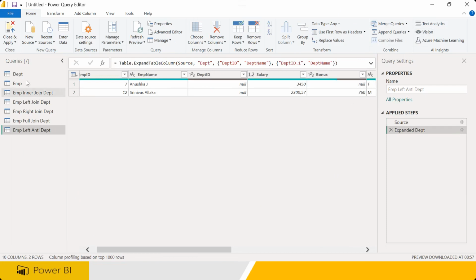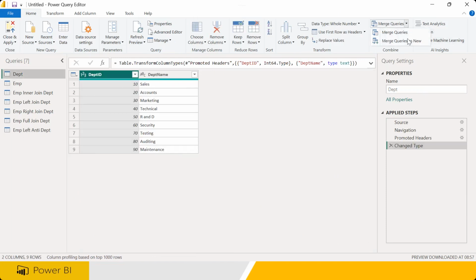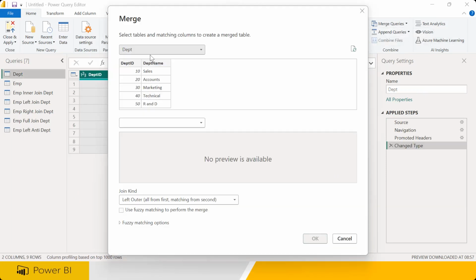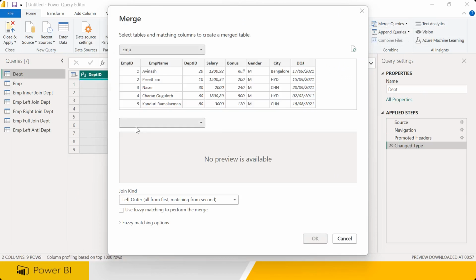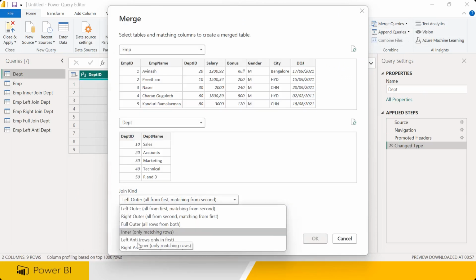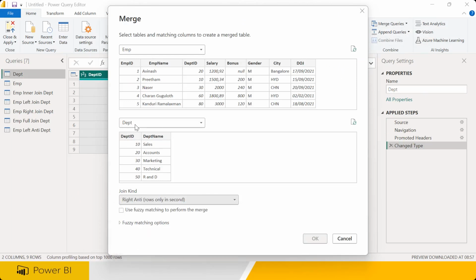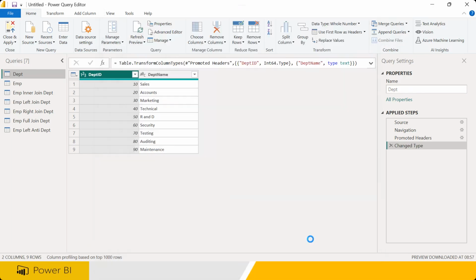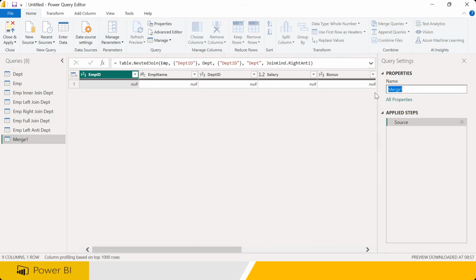Now the next one. I want to click on this. Now take employee table and department table, right anti. Left hand I have taken, right anti means from the right table unmatched data. Why is OK not enabled? You need to choose the common column. Chosen.